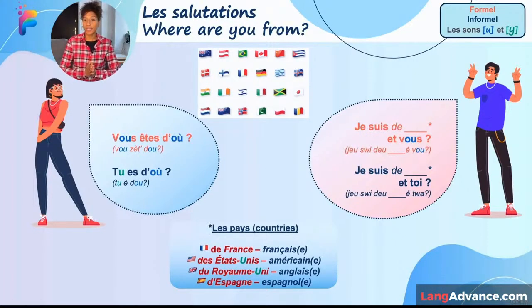And nationality would be américain, américaine. Du Royaume-Uni. From the United Kingdom. As the nationality, we would use anglais, anglaise. If you are from Spain, we say d'Espagne.